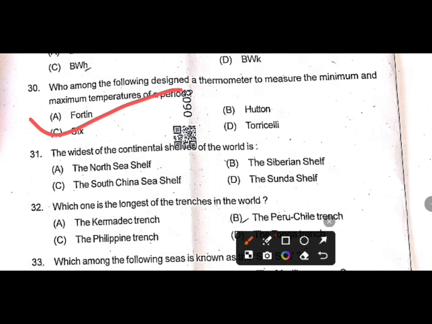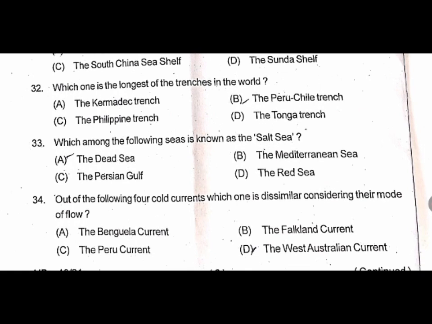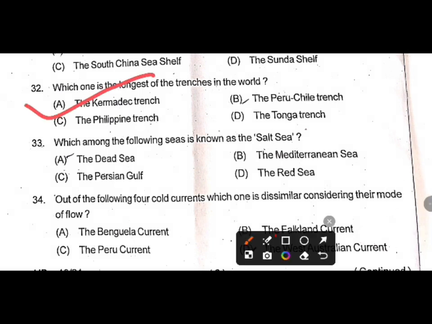31. The widest of the continental shelves of the world is. ठीक आंसर टी हबो the North Sea Shelf. 32. Which one of the following is the longest of the trenches in the world? ठीक आंसर टी हबो ऑप्शन ए. 33. Which among the following seas is known as the salt sea? ठीक आंसर टी हबो the Dead Sea. 34. Out of the following four cold currents, which one is dissimilar considering their mode of flow? ठीक आंसर टी हबो ऑप्शन ए.